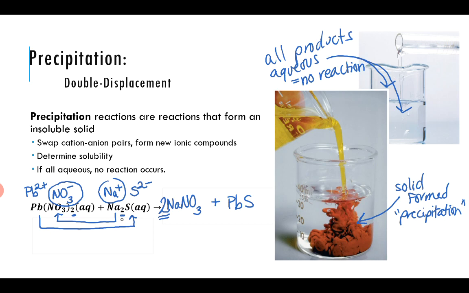Now I can look at my solubility rules. When you're looking at your solubility rules, find your anion first, and then read across to see if there's any exceptions. Nitrates are usually aqueous, and there's no exceptions to that. Lead sulfate, that's not lead sulfate, that's lead sulfide. Lead sulfide is a solid. It's insoluble.